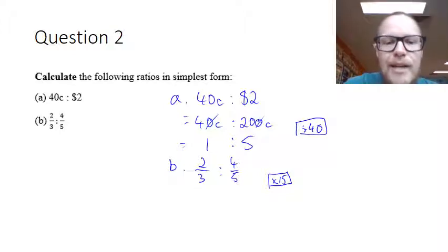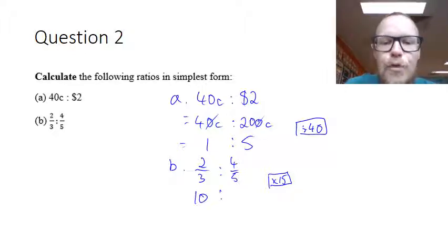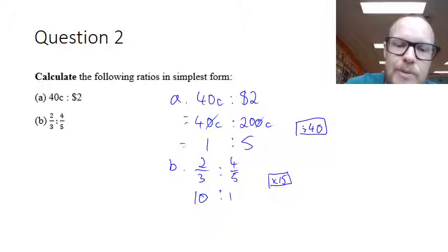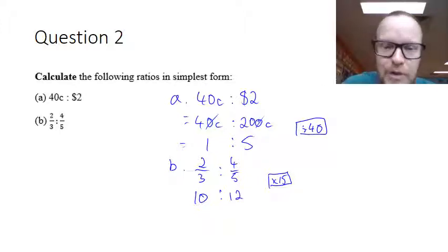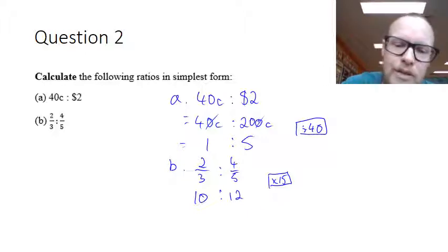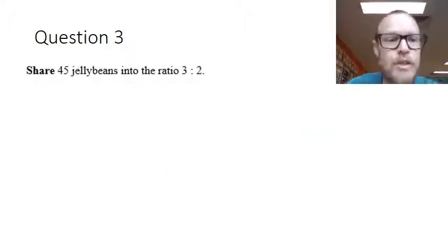If I chuck that into my calculator, I get that 2/3 times 15 is going to be 10, and 4/5 times 15 is going to be 12. Now that's not in simplest form yet. Okay, I've got 10 to 12, where there's a common factor of 2, so I can divide both sides by 2, and I get 5 to 6, and that is in simplest form.